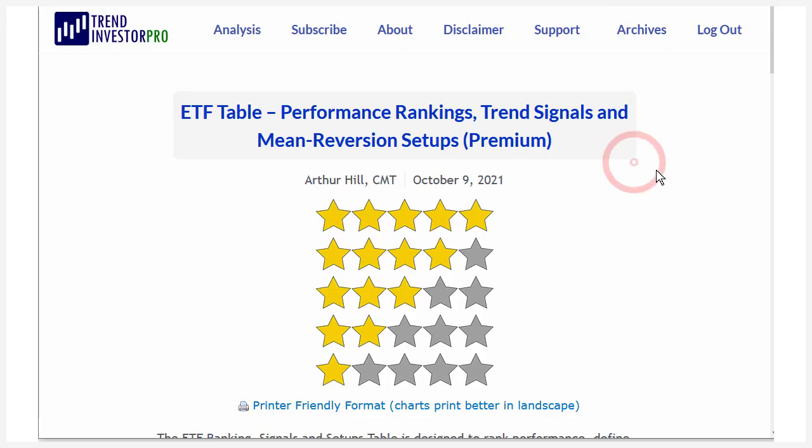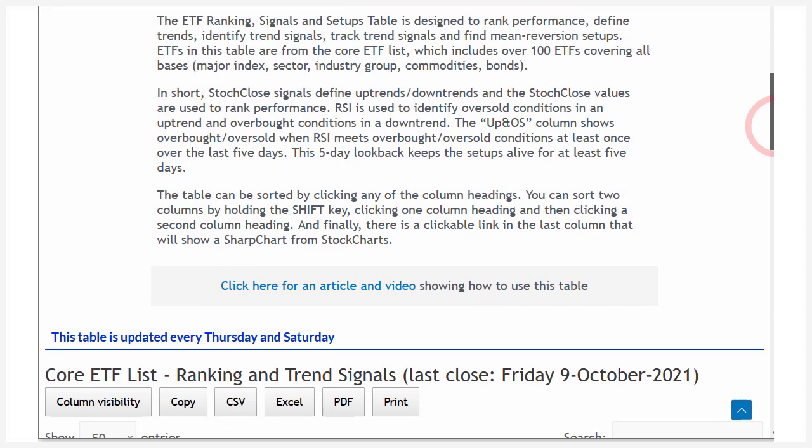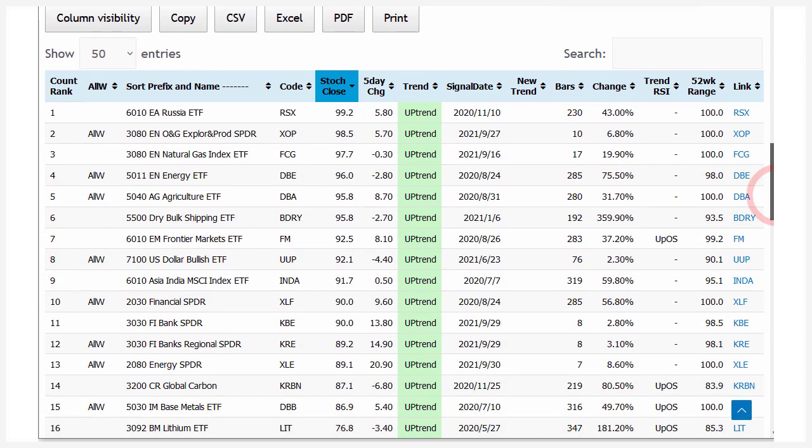And if we look at the performance table where I'm ranking these ETFs by the Stoke Close indicator, we can see the leaders are associated with energy. Russia, oil and gas, XOP there, natural gas, FCG, DBE. We've also got agriculture, dry bulk shipping, frontier markets, the dollar. So it's a very diverse group up there.